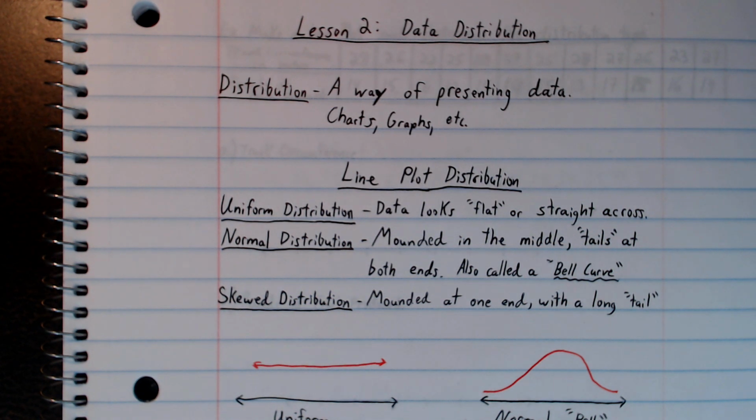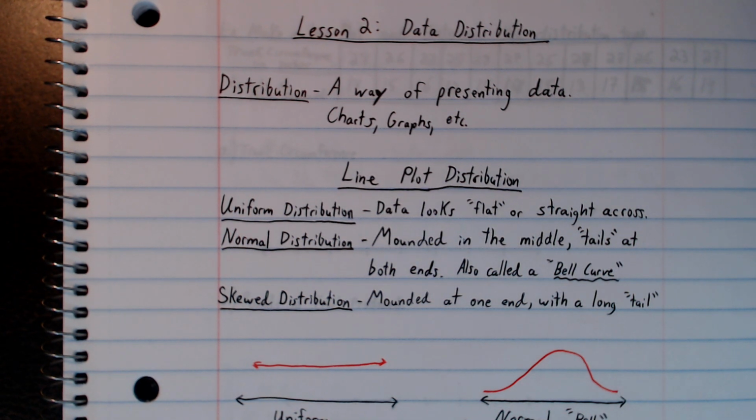Distribution is just a way of presenting data. This could be like charts or graphs or however you're displaying your data. You're distributing it so that people can read it and understand what's going on. And you always want to make sure that you're choosing an appropriate way of doing this.